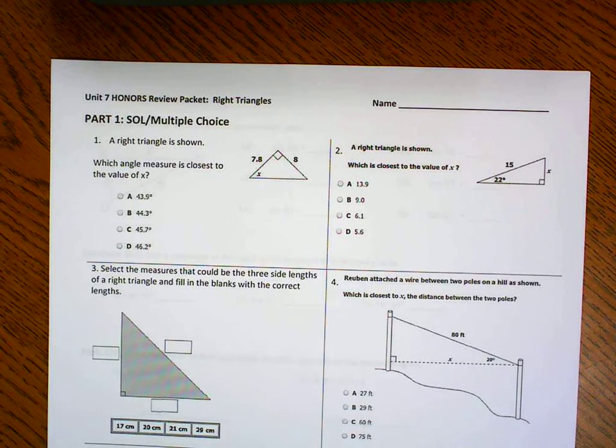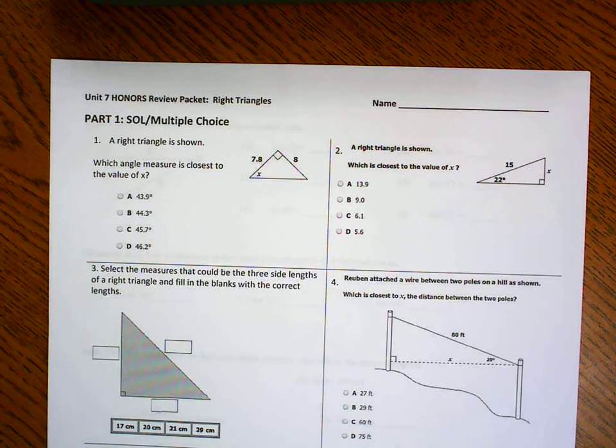Okay, honors kiddos, we are going to go through the honors review packet for the Unit 7 test, which is on right triangles. I'm not going to do every single problem, but there's a key on Blackboard that you can use. It'll have all the answers but no work shown, so make sure you check your answers before class when you come on Monday or Tuesday for those of you in other classes. Well, let's just jump right in.